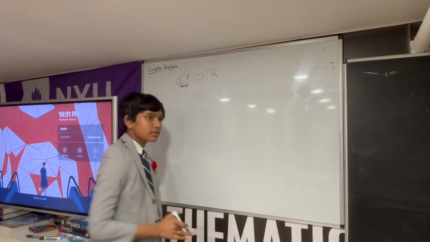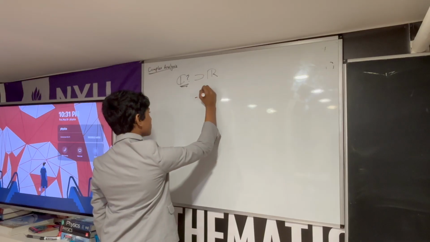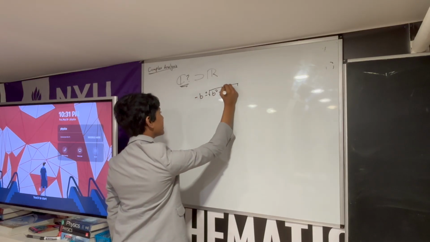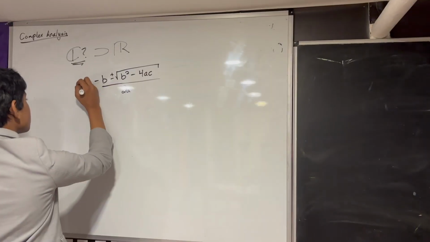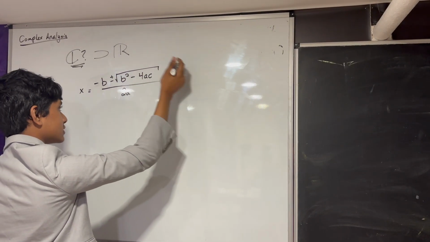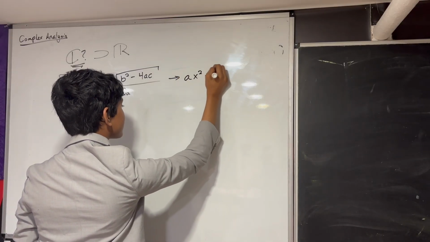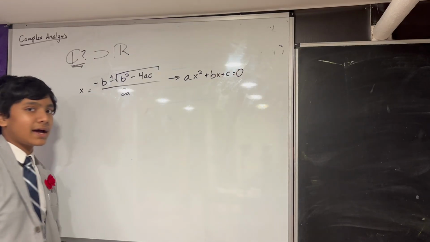So, remember, the quadratic formula has been known for a very long time. So, this is the solution, of course, or the two solutions, judging by this, to the equation ax squared plus bx plus c is equal to 0. We all know that, right?